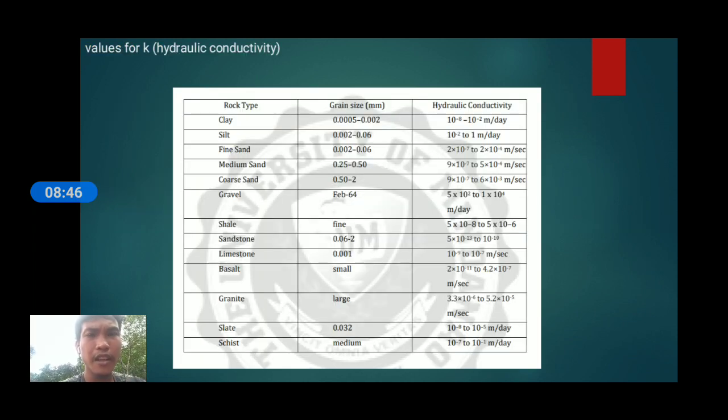The values of K depend on the rock type, grain size, and hydraulic conductivity.